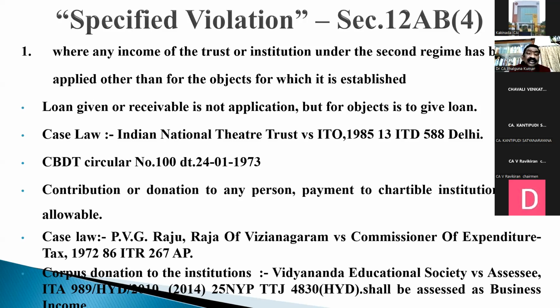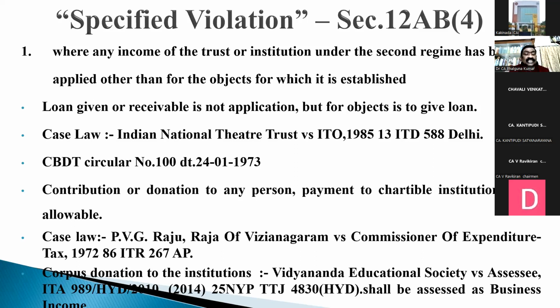Cancellation earlier was their power under 12AA subsections 3 and 4. 12AA is not operative from 1/4/21. From 1/4/21 to 31/3/22, 12AB(4) and (5) old applied. Now from 1/4/22, 12AB(4) and (5) are replaced with the definition of specified violation. So specified violation is if the money is used for objects other than the specified objects. So then automatically it is a specified violation, and your registration can be cancelled.